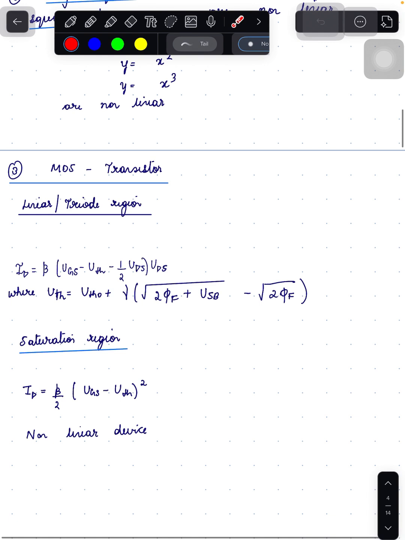A MOS transistor in the linear region has the current equation ID equals beta times ((UGS minus UTH) minus half UDS) times UDS. Here UTH is a function of USB, which is under a square root, and here ID is a function of UDS square. So this is a non-linear device because of the square term and the square root term. In the saturation region, ID is a function of UGS square, so this is a non-linear equation. Hence a MOS transistor is a non-linear device.